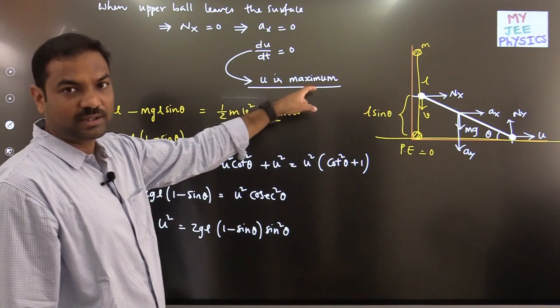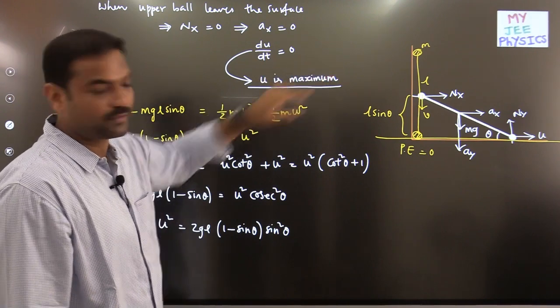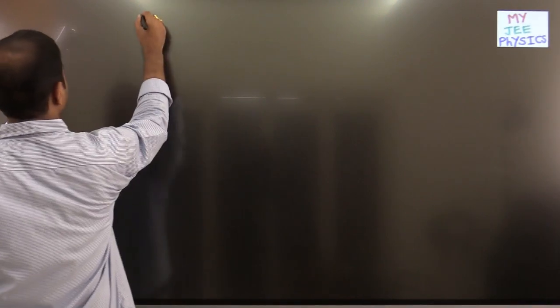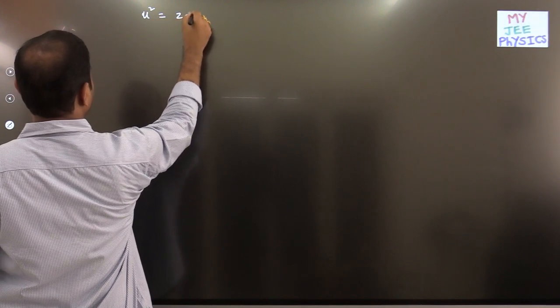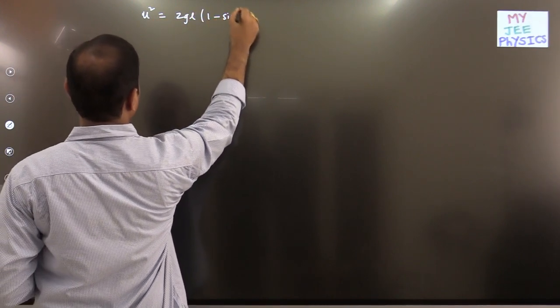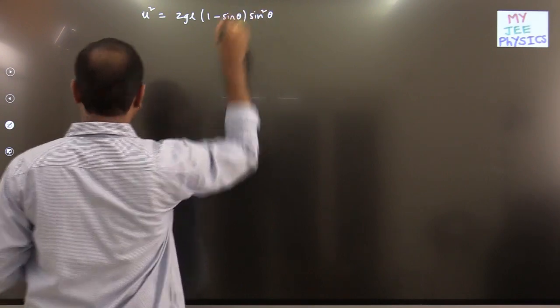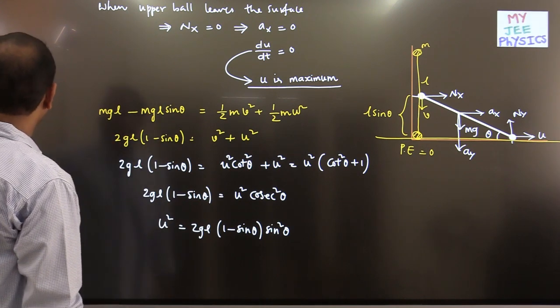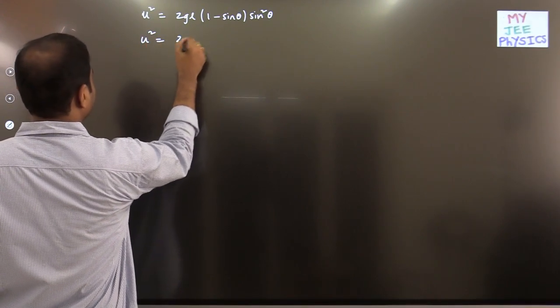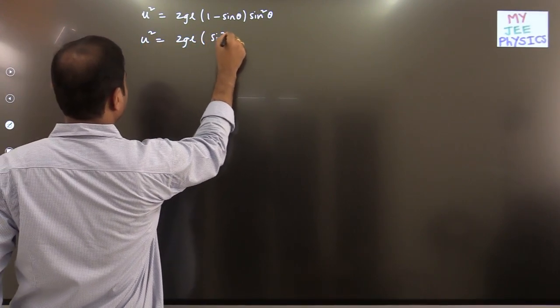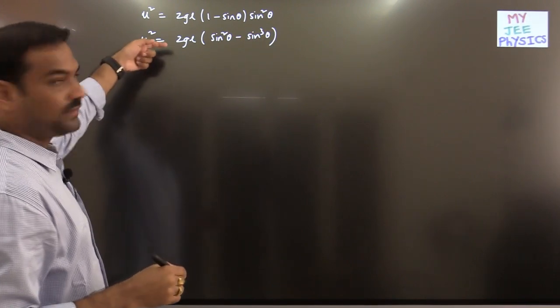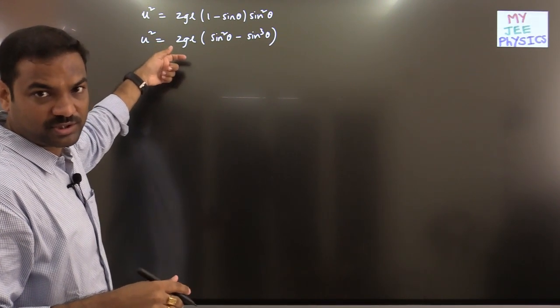But what is our aim? To identify the maximum value of u. So to find the maximum value of u, we'll go to the next part. u square is equal to 2gL into 1 minus sin theta into sin square theta. Let me check once. Yes, perfect. I'll modify it a little so that it is easy to differentiate. u square equals 2gL into sin square theta minus sin cube theta. Now if I differentiate this, the first derivative has to be 0 for the maximum value.